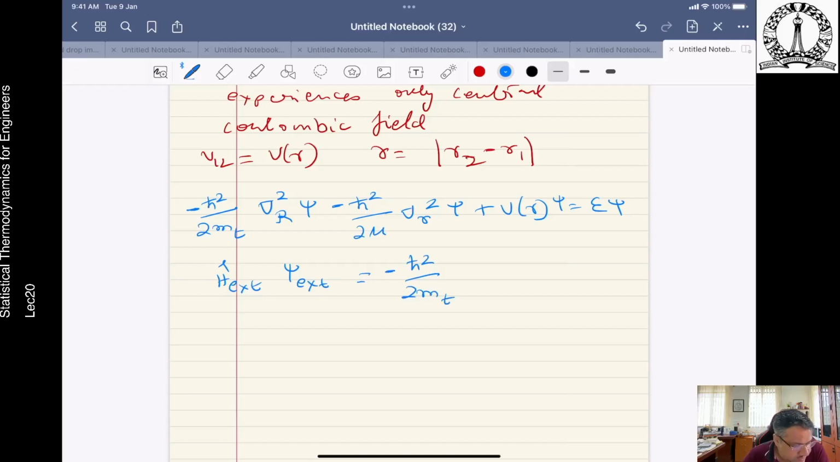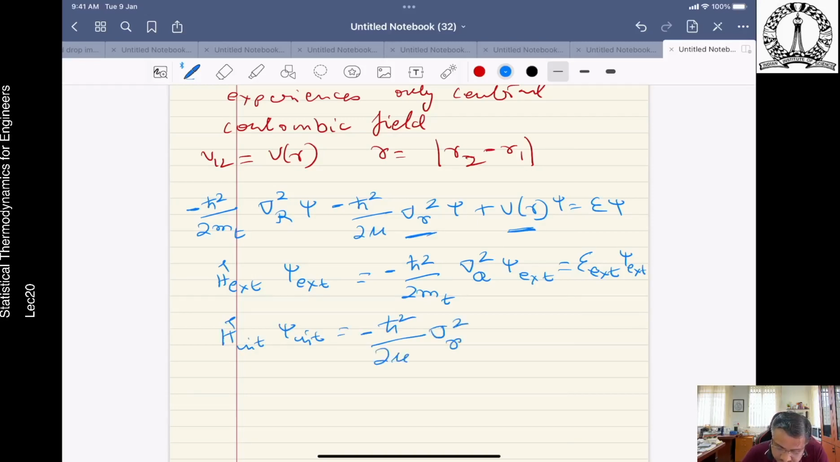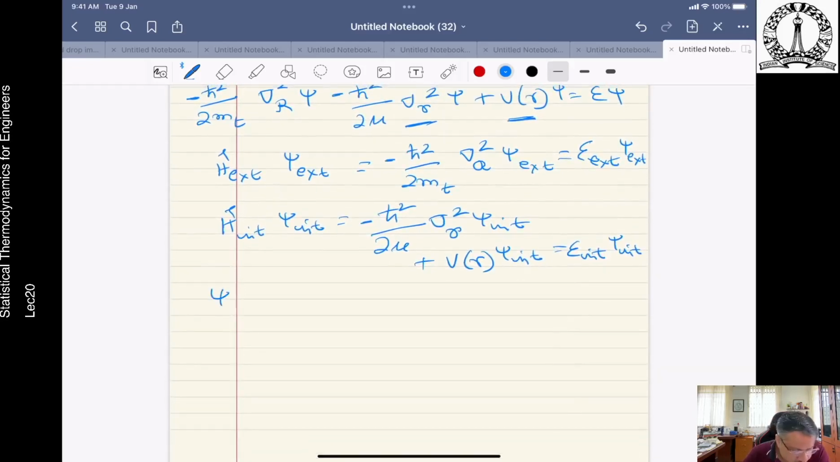By 2 mt into the Laplacian of psi external is equal to energy external times psi external, because as we know, these two are due to the relative motion. It's excluded. Internal, H internal psi internal will be equal to the reduced mu, this time it will be the r, that is the separation, psi internal, plus now you have V(r), which is the internal potential, equal to energy internal times psi internal. So the total wave function, written as psi internal into psi external, has energy equal to E external plus E internal.